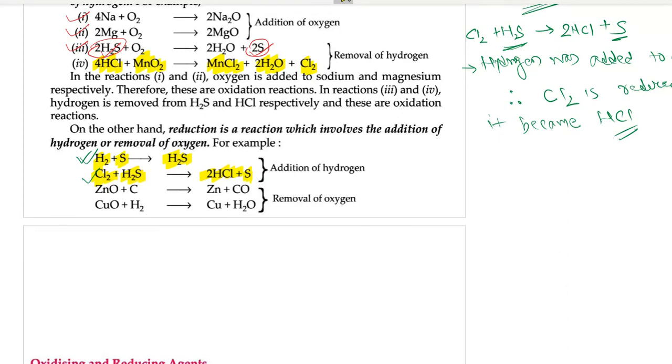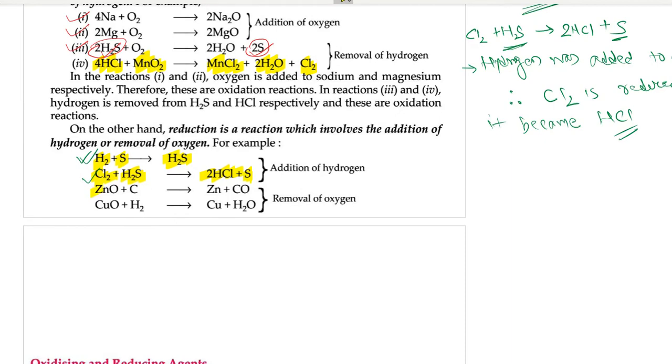Right? So two things are happening. Hydrogen is added to chlorine, that's why it is reduction. But hydrogen sulfide also gets converted into sulfur. So hydrogen is removed from hydrogen sulfide and it gets converted into sulfur. That's why it is also oxidation. Every oxidation reaction is a reduction reaction also. Every reduction reaction is an oxidation reaction also. It's a redox reaction.